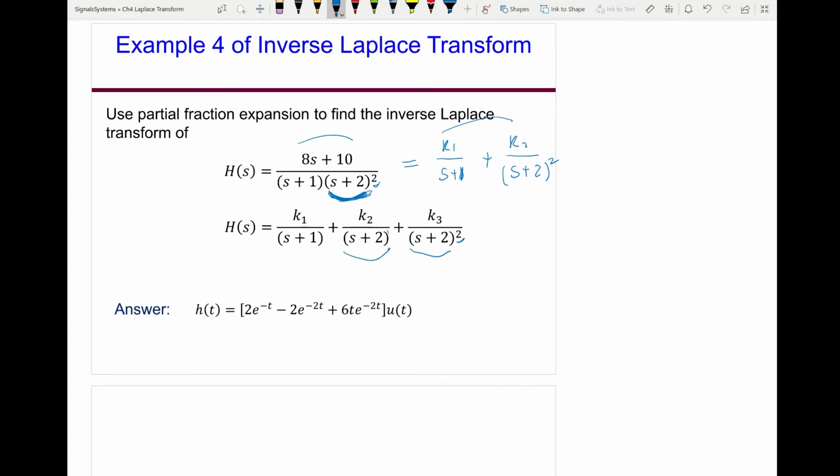So if you have s to the power of 3, then you will have k4 over s plus 2 to the power of 3, and the 2 and the 1, all the way to the lowest power. So in this example, we just have s to the power of 2. To factor this out, it will be k1 over s plus 1, plus k2, a constant, over s plus 2, and all the way to s plus 2 to the power of 2. Now we need to find k1, k2, k3.